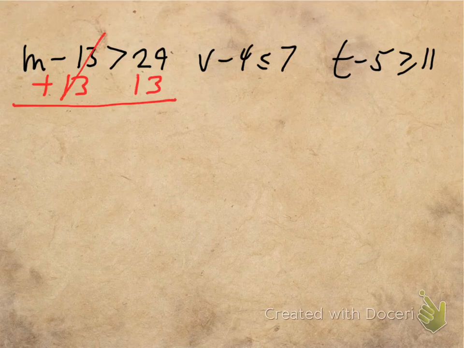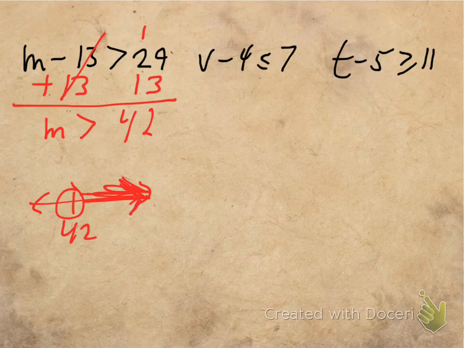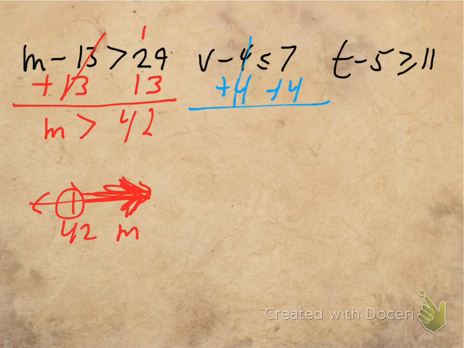Something always cancels out on the variable side, and we get m is greater than, and again, I lined it up carefully so I can actually show my carry. M is greater than 42. And on a number line, this will be an open circle on 42, shade to the right, and the variable is m. Okay, the second one, I'm going to add 4 to both sides. Okay, you got the idea now. And so we get v is less than or equal to 11.